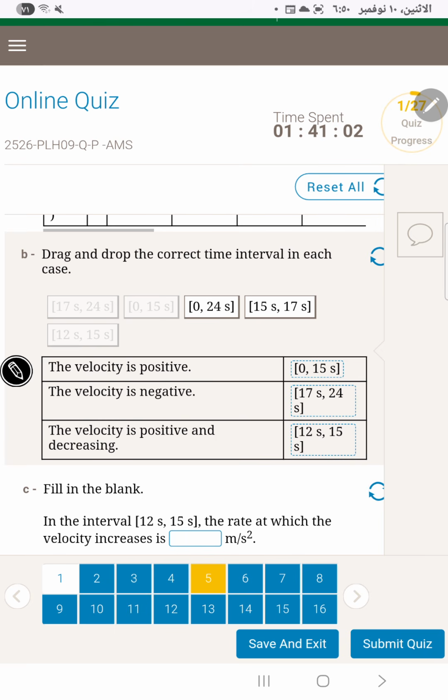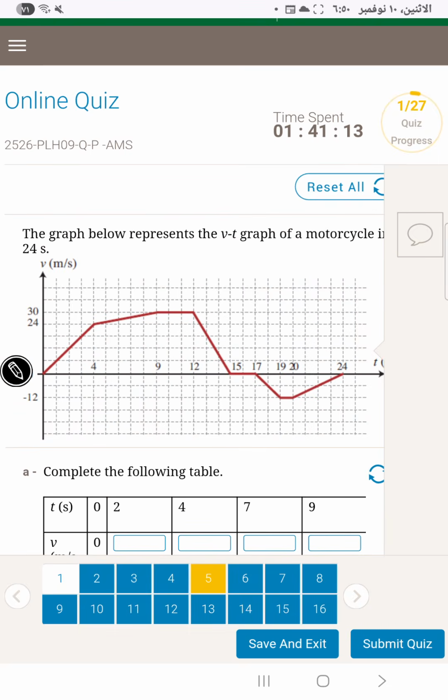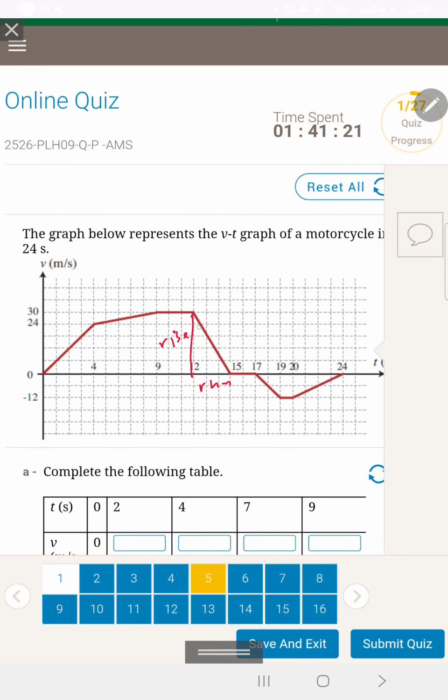Now in the interval from 12 to 15, the rate at which the velocity decreases is what? From 12 to 15, we want the rate of decrease of the velocity. So here you have to do rise over run, the slope formula. Rise we have is 24 and run we have from 12 to 15, which is 3, which means the answer must be 8.